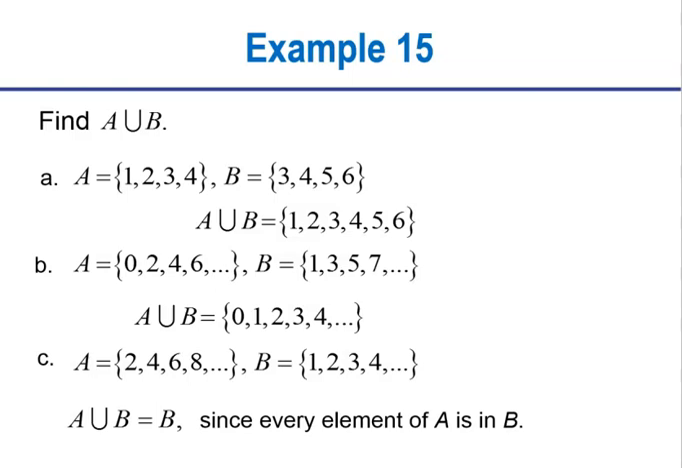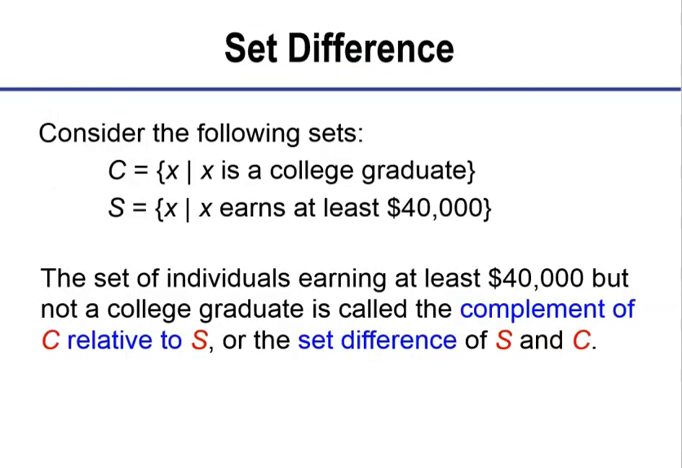Now let's talk about a new definition. So recap. So far we've talked about intersection, which is and. That means elements that are contained in both sets. Union is an or. So the set could be in one set or the other. You're just combining the sets together. Next I want to talk about set difference. So consider the following sets. C, once again, is college graduates. S earns $40,000 at least.